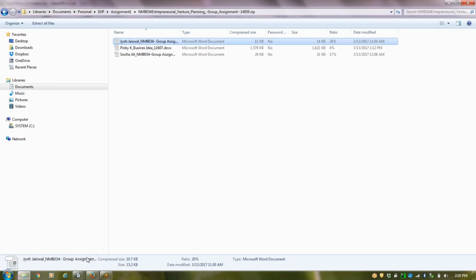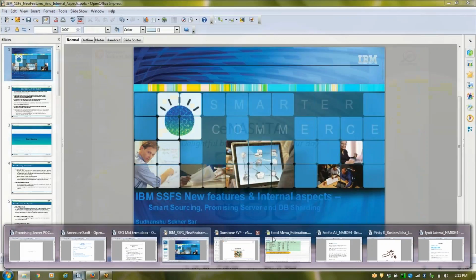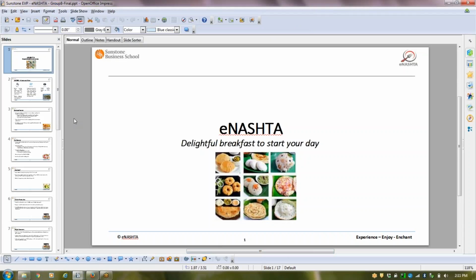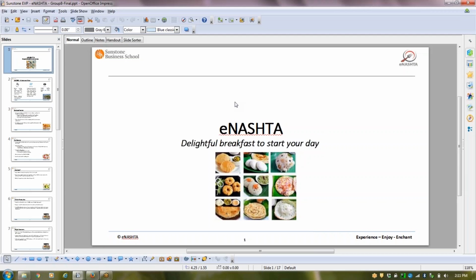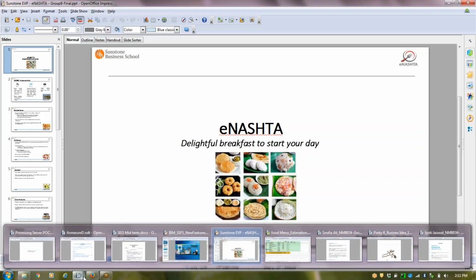So I think first we will start with the benchmark submission. We will see how the original submission had been done earlier by one of the well-scoring teams, and then we will take up the assignment submissions done by Jyoti, Pinky, and Sufia. Okay, so without wasting time, let's go into the details of the first submission.